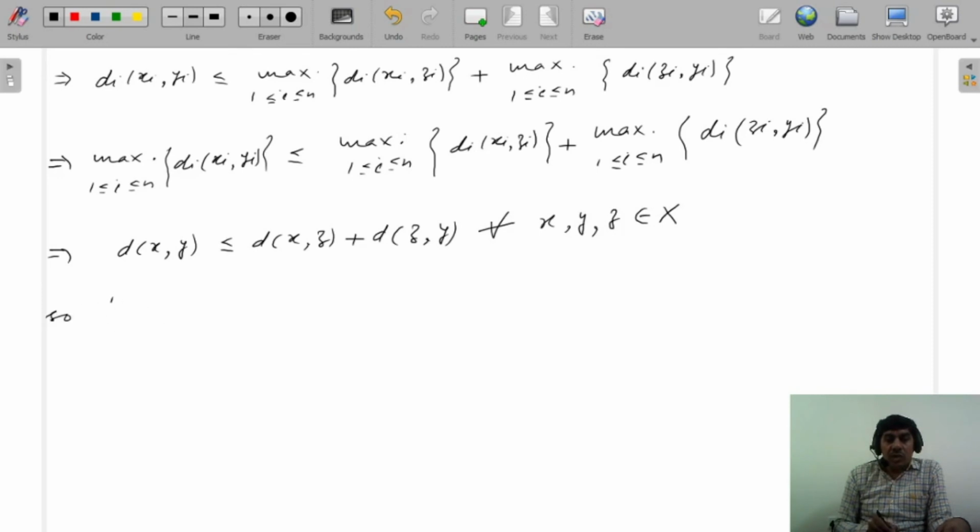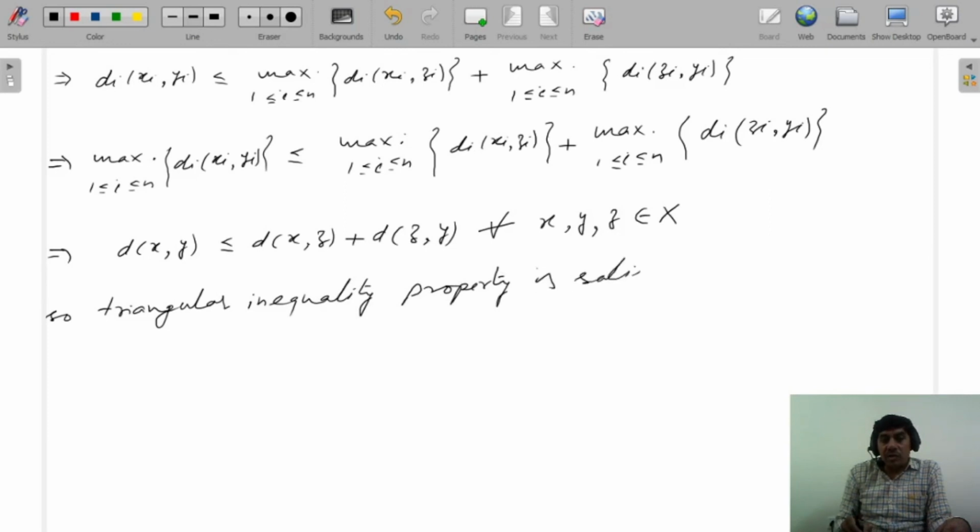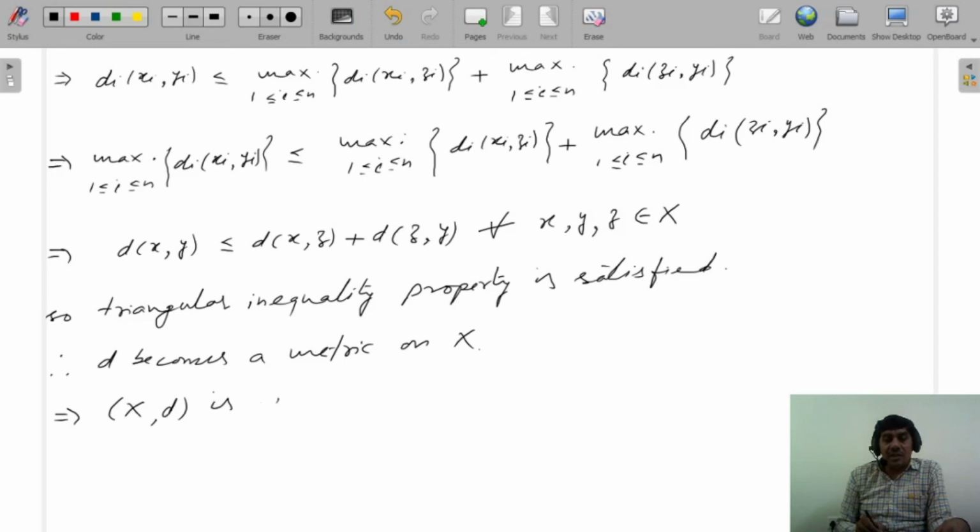So, triangular inequality property is satisfied, therefore d becomes a metric on capital X. This implies (X, d) is a metric space.